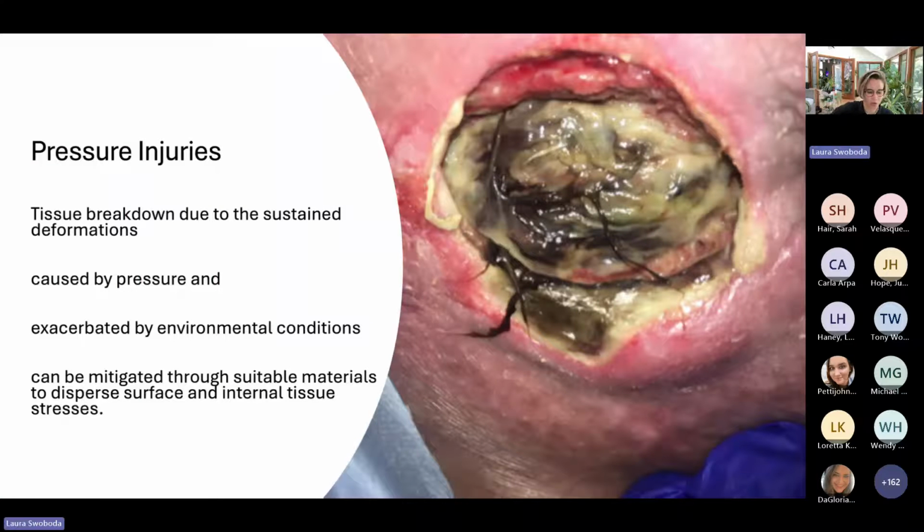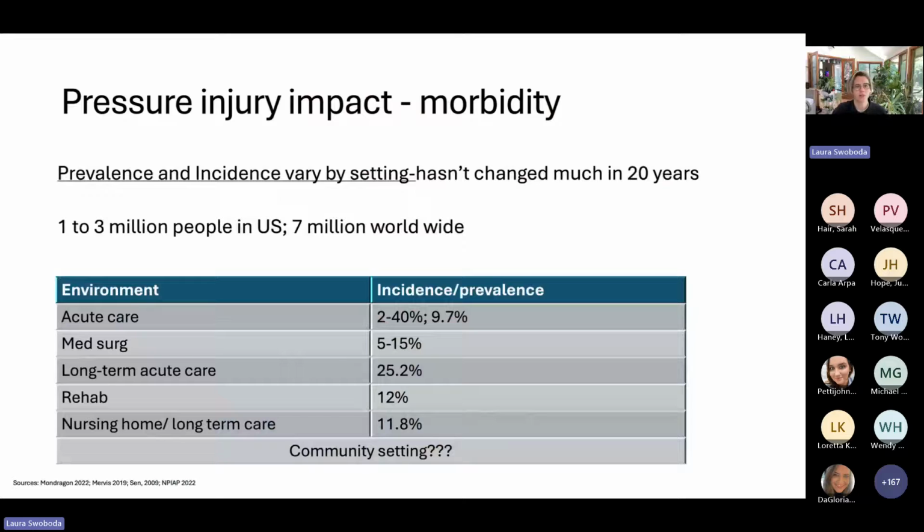And we'll begin by going over the data on pressure injuries. Just as a reminder, I know a lot of you are experts on this. Pressure injuries are tissue breakdown due to sustained deformations caused by pressure but exacerbated by environmental conditions. Those can be mitigated through suitable materials to disperse the surface and internal tissue stresses. So we know this is a nursing care quality indicator, and we can mitigate some of that risk of developing these. Next, the morbidity of pressure injury, so the clinical impact of it.